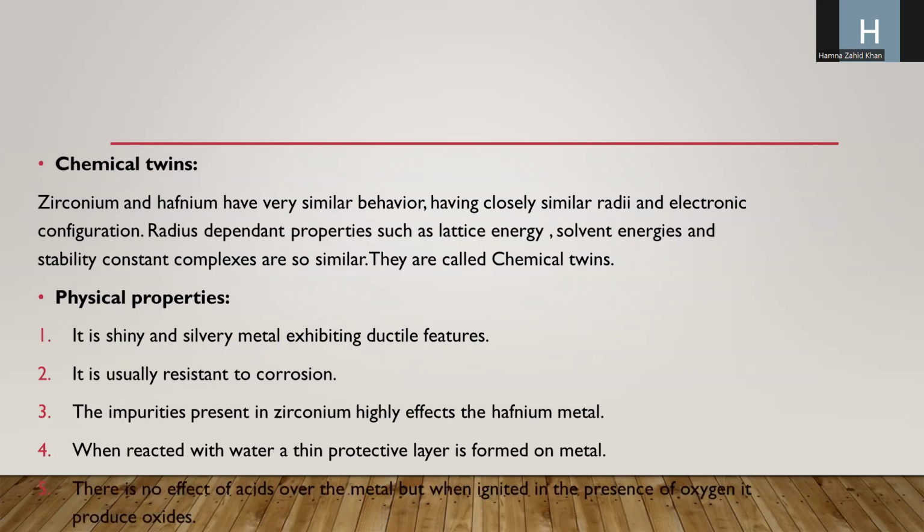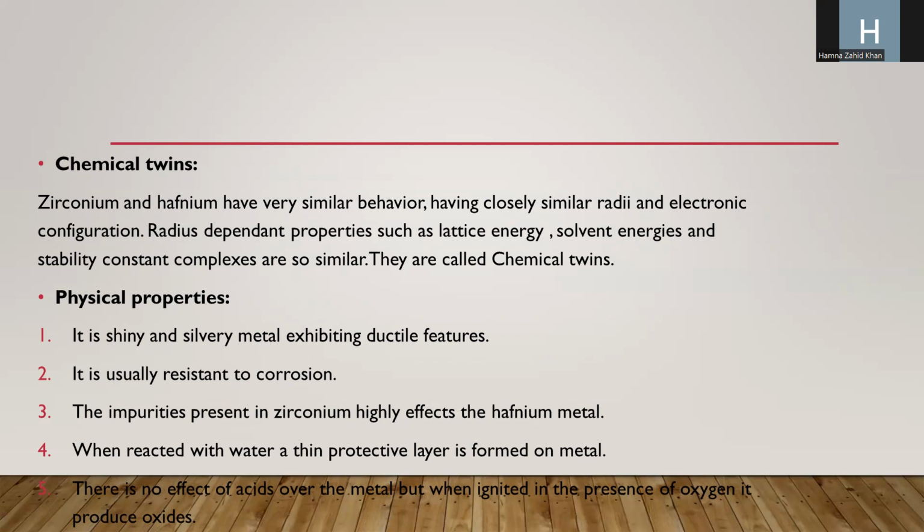Now we discuss what chemical twins are. Zirconium and hafnium have very similar chemical behavior, having similar radii and electronic configuration. Radius-dependent properties such as lattice energy, solvation energies, and stability constants of complexes are so similar that they are called chemical twins. Zirconium and hafnium have almost all chemical properties the same. That's why they are also called chemical twins.